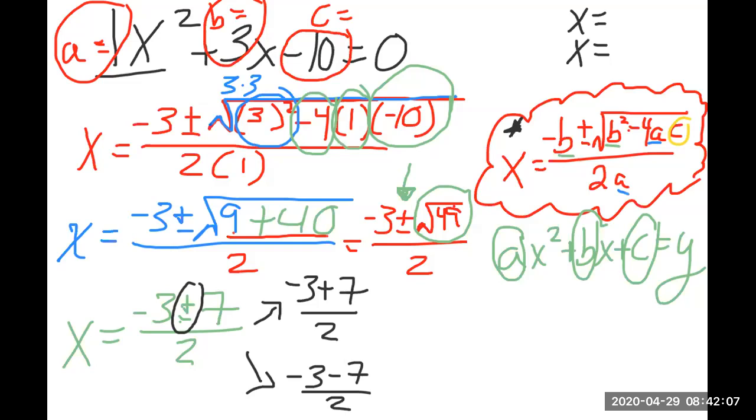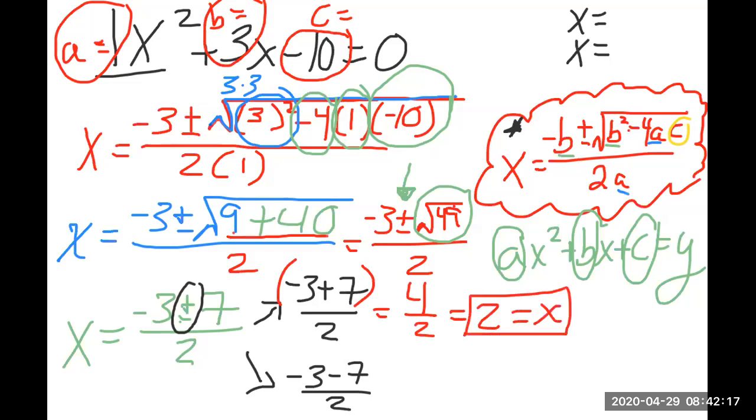So on the top here, -3 plus 7 would be +4. And +4 divided by 2 is 2. So that's our first answer for x. And then we do the same thing on the bottom, but with the minus sign. -3 minus 7 is -10. -10 divided by 2 is -5.